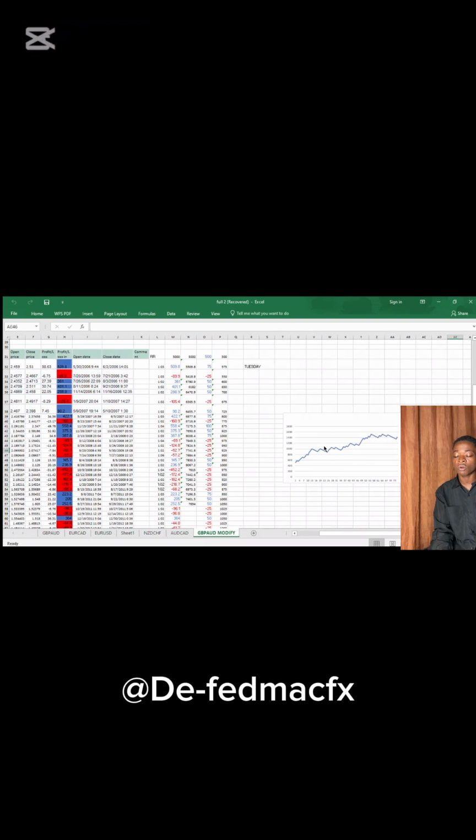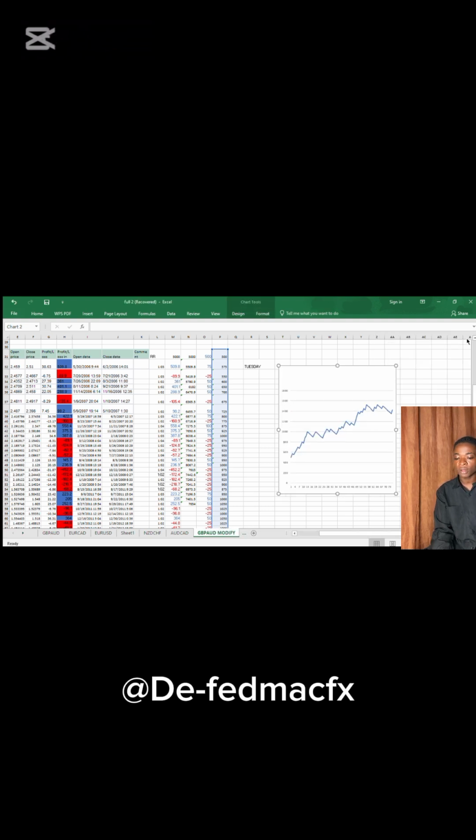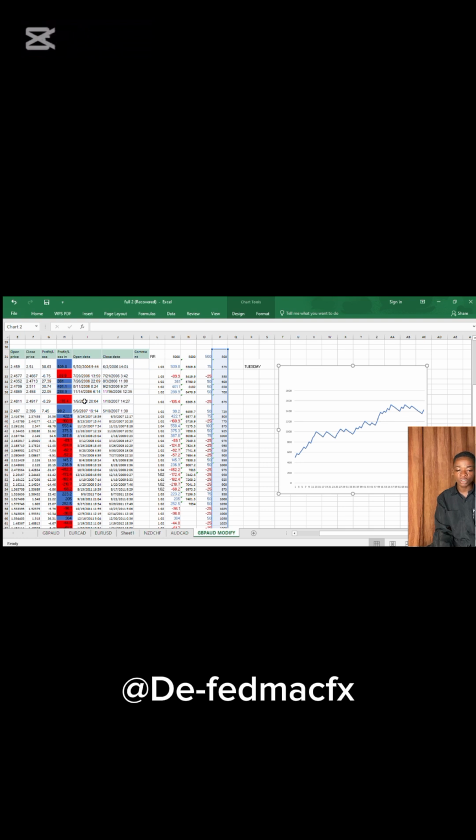This is called the equity curve. So I will have to expand it for you guys to see. Let me expand it. So that is my expansion. This is actually the interpretation of everything that is going on around this side, around the whole data that is here. This is the interpretation of it.